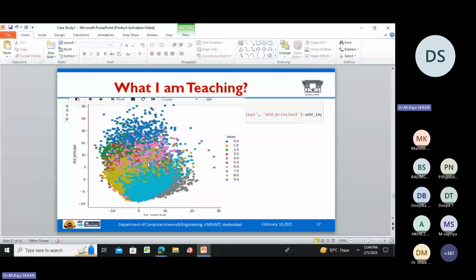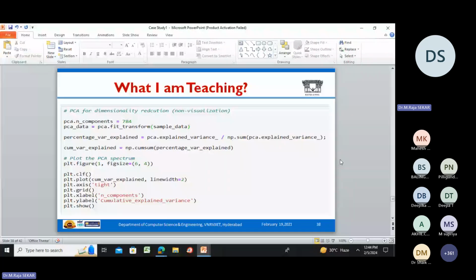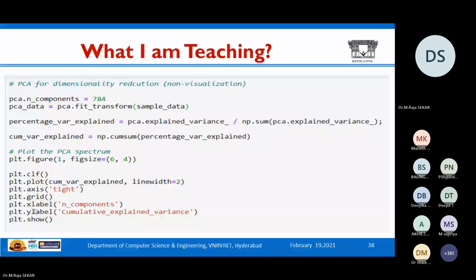Yes, my dear friends, I would like to highlight one point. There is something called cumulative variance. In the initial discussion itself, we were talking about variance. What is the use of eigenvalues? Eigenvalues represent variance, isn't it? There is something called cumulative variance.